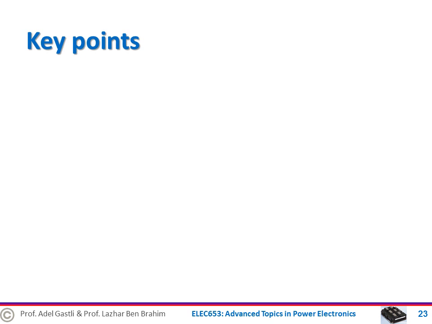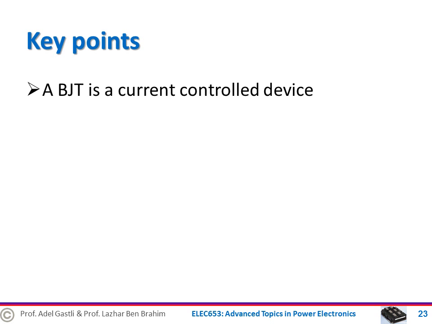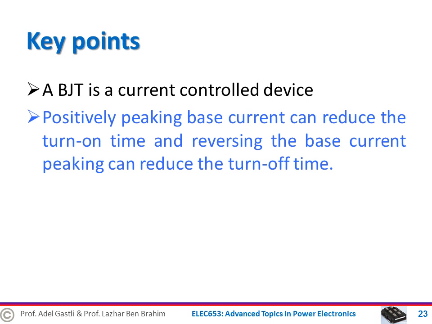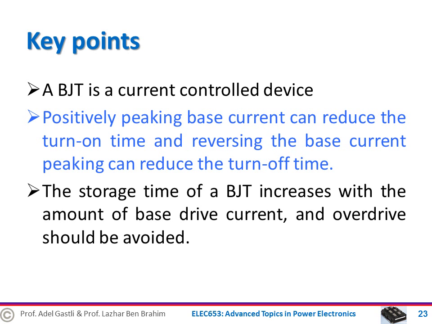So the key points to retain from this section of the BJT drive circuits are: a BJT is a current controlled device. Positively peaking base current can reduce the turn on time, and reversing the base current peaking can reduce the turn off time. The storage time of a BJT increases with the amount of base drive current, therefore overdrive should be avoided.